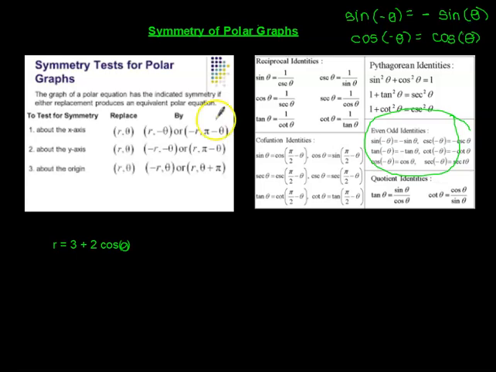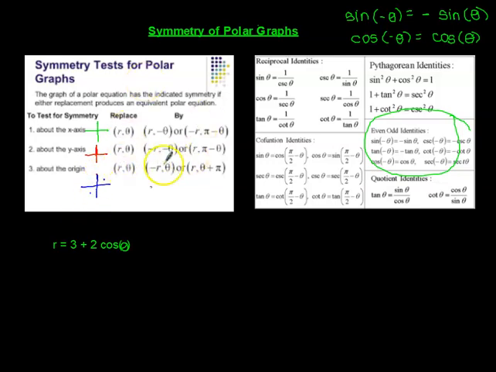Now, how do I test if something is symmetric with respect to the x-axis, meaning one side of the x-axis looks exactly like the other side of the x-axis? For the y-axis, if it's symmetrical, that means one side of the y looks like the other. It's just like a mirror, like a parabola. You know, one side of the y-axis looks just like the other side. And with the origin, that would mean that it's symmetric with respect to the origin, meaning whatever's in quadrant 1 looks the same as in quadrant 3. Like a line, a linear function would be symmetric with respect to the origin.